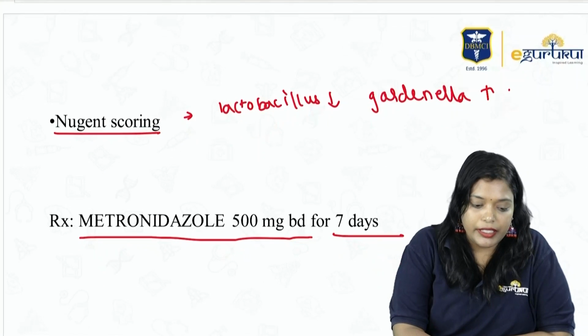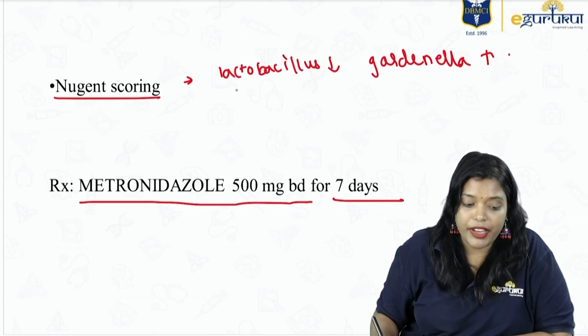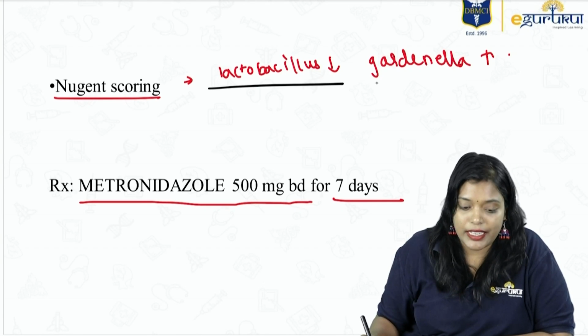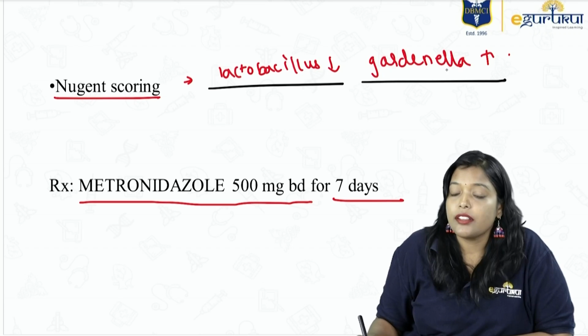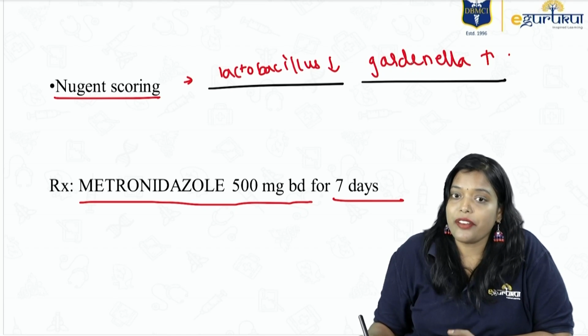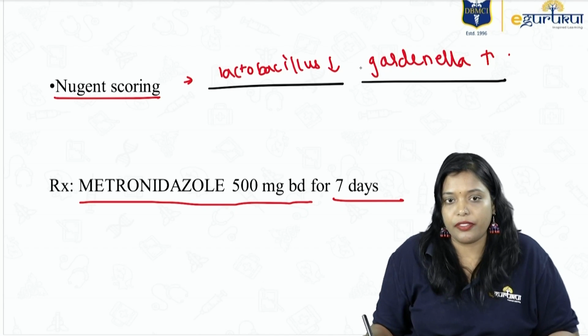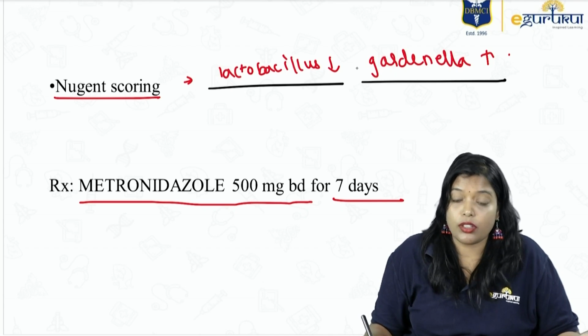Okay. Next, you can also do Nugent scoring. In Nugent scoring, you will see that lactobacillus is decreased and Gardnerella is increased. Treatment for bacterial vaginosis is also metronidazole. So metronidazole 500 milligrams BD for 7 days.